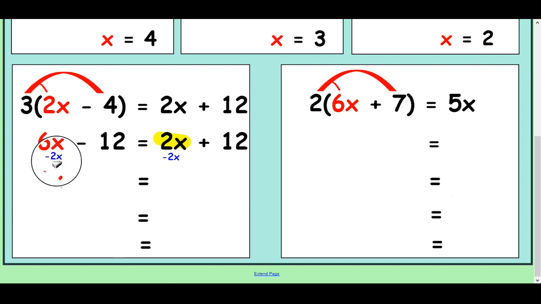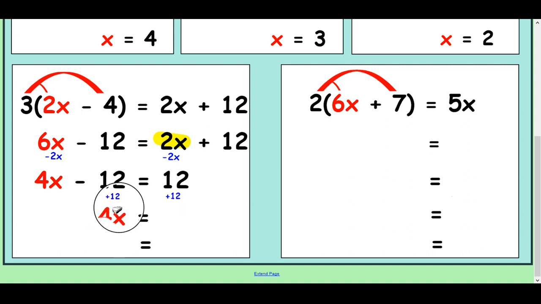That's going to leave us with 4x here. Nothing's happened to the 12, that's still there. So we've still got to take away 12. That's been removed and you've got a 12 here. Again, if you find this tricky, look at the earlier video lessons. We're going to add 12 to both sides, and you get 4x is 24. Divide by 4 to finish, and you get x equals 6.